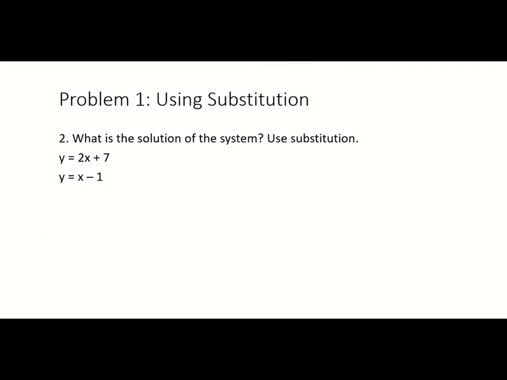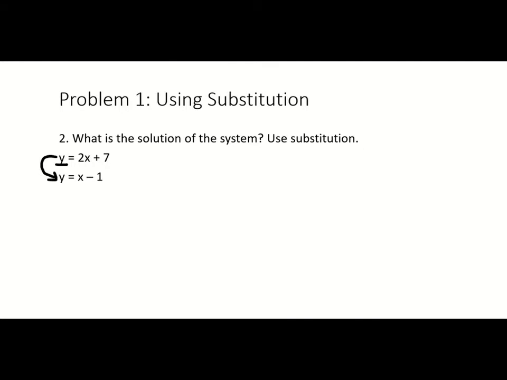Our second problem wants to know what is the solution of the system. Use substitution. This time our two equations are y equals 2x plus 7 and y equals x minus 1. So in order to use substitution, one of my equations has to be solved for a single variable. In this case, the first equation is solved for y. y is by itself, so I'm going to plug in what y is into the second equation for y.